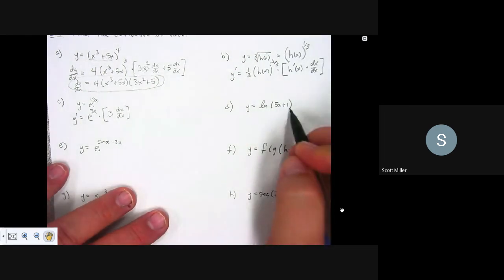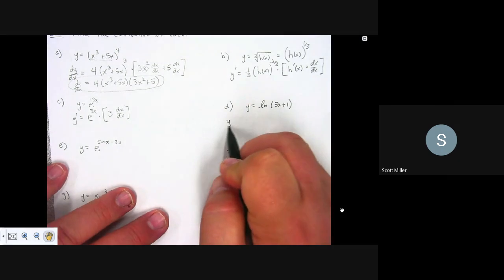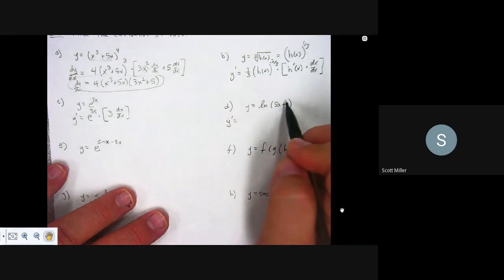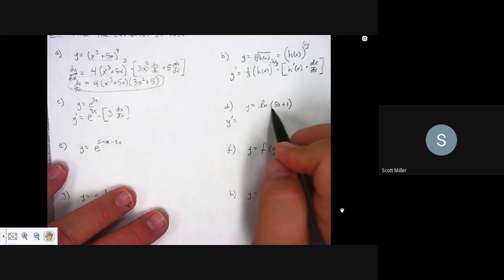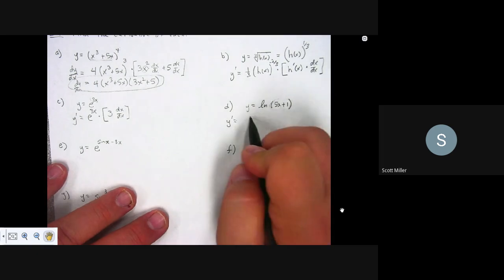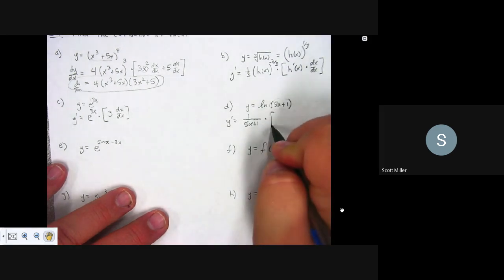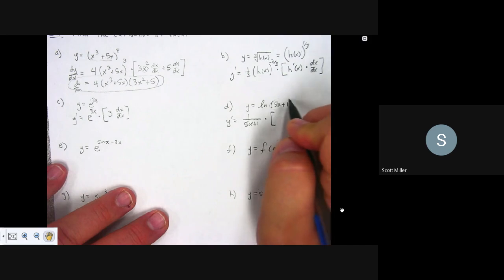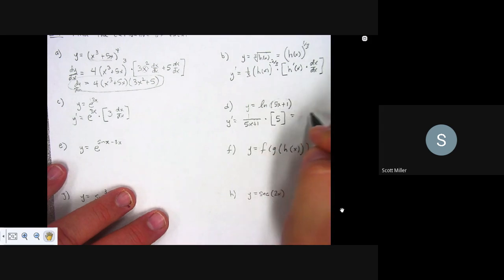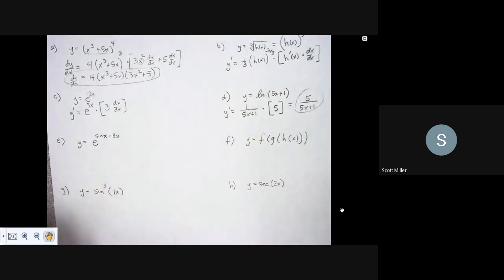So let's take a look at this one. This is the natural log. So y prime. The derivative of that is you take this quantity right here, and it's 1 over that. So there's that, times the derivative of the stuff in the parentheses. And the derivative of that is simply 5 dx dx, which I'm not going to write because it's a 1. And then I can rewrite this in the final format of 5 over 5x plus 1. So that would be the derivative of that.